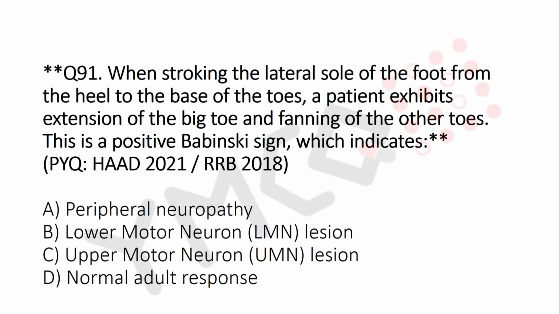Option A, peripheral neuropathy. Option B, lower motor neuron lesion. Option C, upper motor neuron lesion. Option D, normal adult response. And the answer is option C.